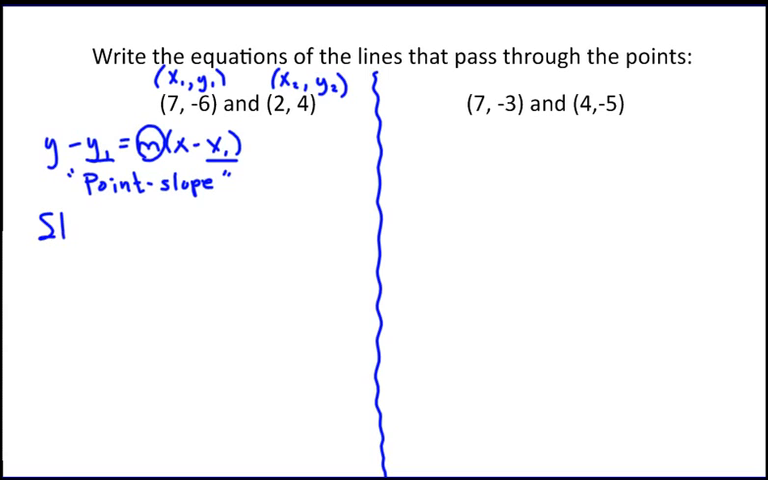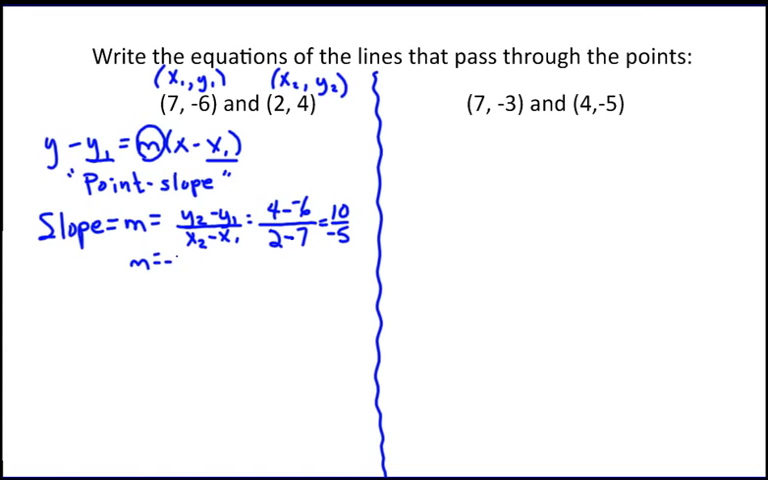We need to find the slope first of all. We call the slope m, and we figure it out by taking the difference in the y values and placing it over the difference in the x values. The difference in our y values will be 4 minus a negative 6 over, now the difference in the x values, 2 minus 7. So we have 4 plus 6 on top, which is 10. 2 minus 7 is negative 5, and we discover that the slope has a value of negative 2.